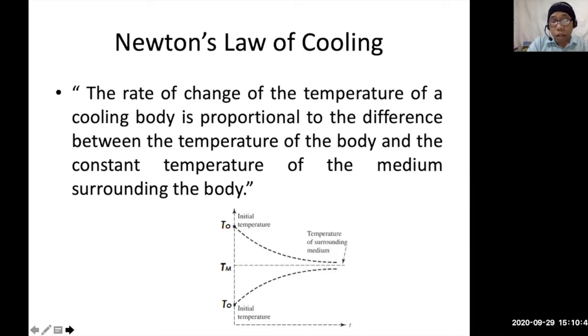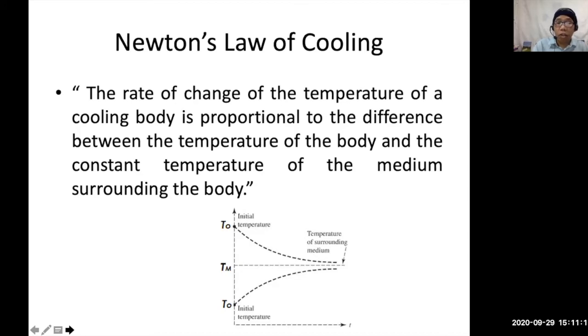Okay, another elementary application for part 1 that we are going to solve is Newton's law of cooling. So this kind of applications, we can actually use the separable DE in determining the solution. Newton's law of cooling states that the rate of change of the temperature of a cooling body is proportional to the difference between the temperature of the body and the constant temperature of the medium surrounding the body.